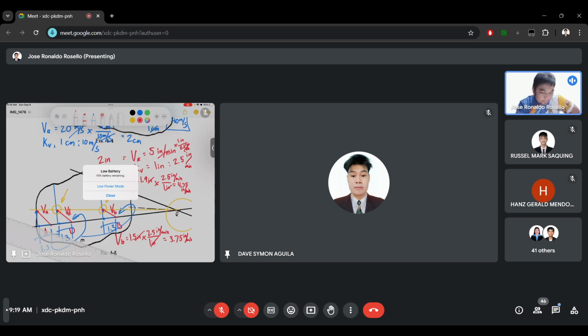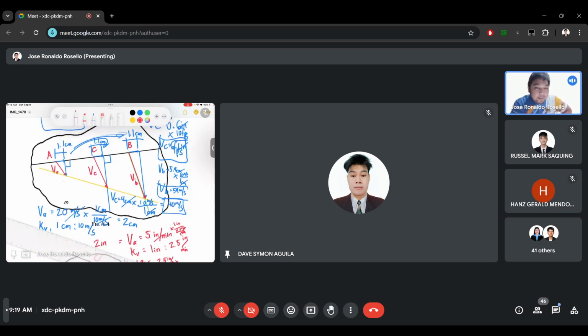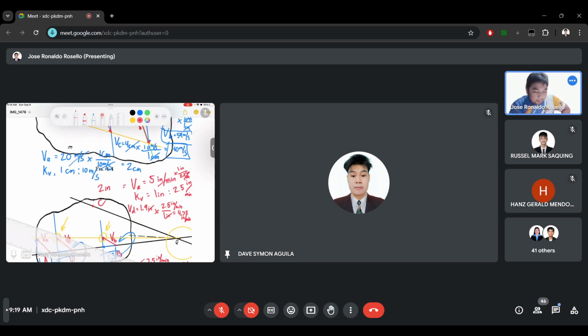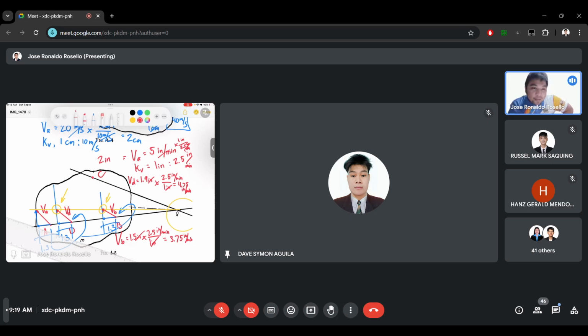So we have now velocity C. We have determined velocity B and velocity D using the proportionality line. Again, the difference with this example from the previous one: from the previous one, we have the direction sense of velocity B. But for this one, we don't have the direction sense of the other points, but we have the pivot, which is Q. And we can make the proportionality line starting from the pivot.